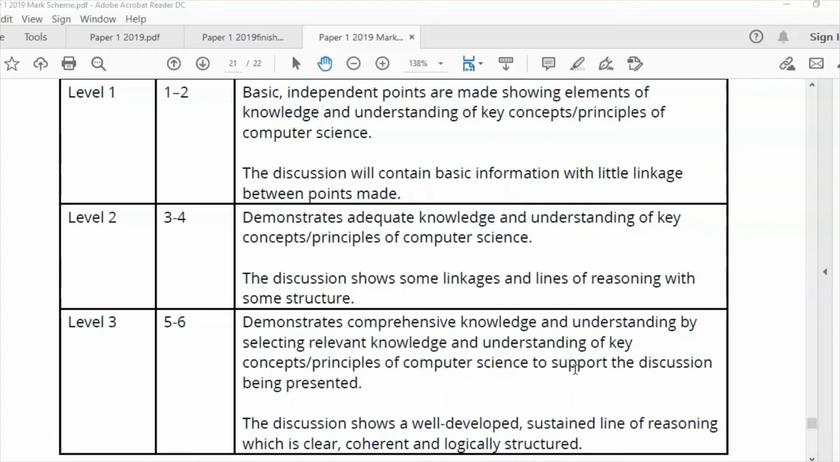Level three, 5 to 6, comprehensive knowledge and understanding, and relevant knowledge, understanding of key concepts, principles of computer science to support the discussion being presented. The discussion shows a well-developed, sustained line of reasoning, which is clear, coherent, and logically structured. So your answer is clear. It's written with good use of spelling, punctuation, and grammar, and it shows that you really understand what AI is, and you've written about some of the uses of AI, you've written about some of the concepts around AI, and looked at some of the limitations of AI to really develop that reasoning to get 5 to 6 marks.